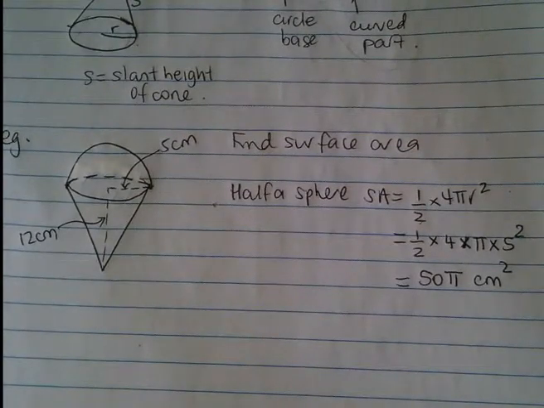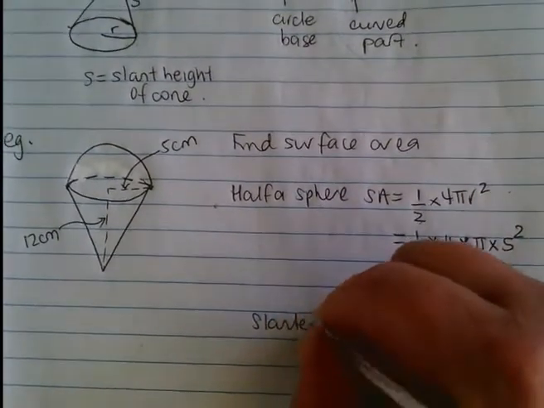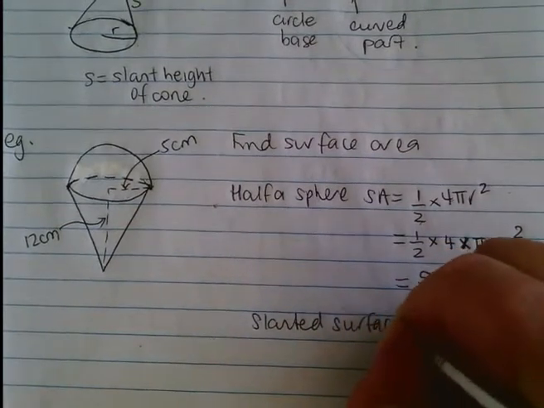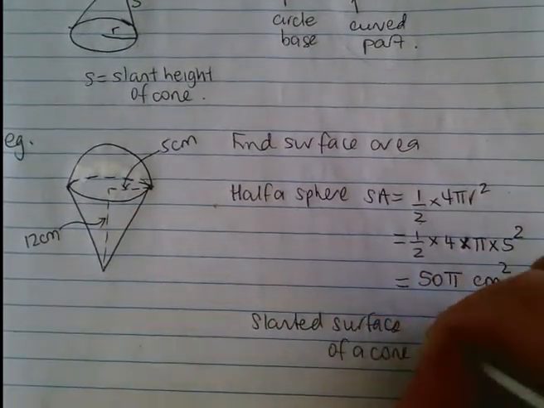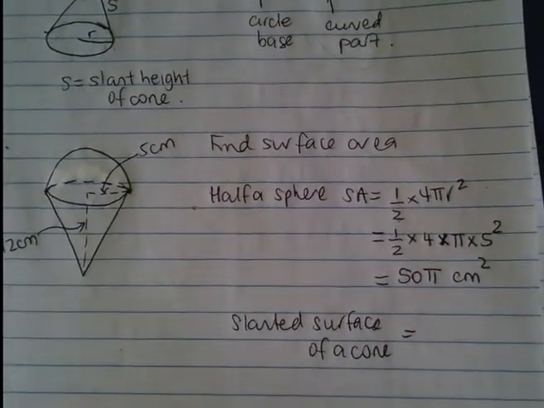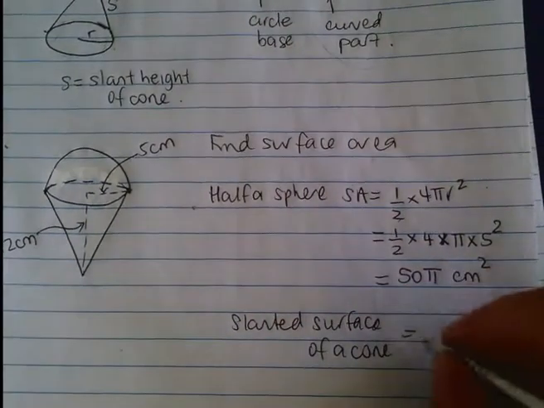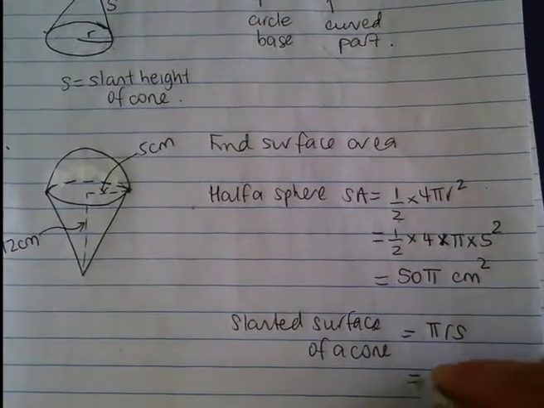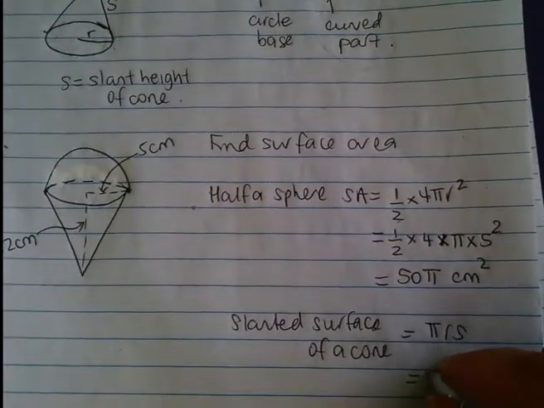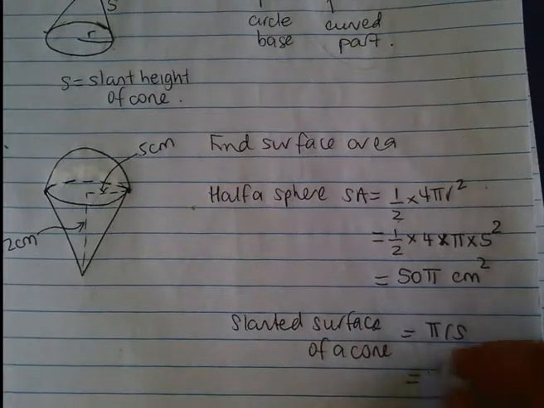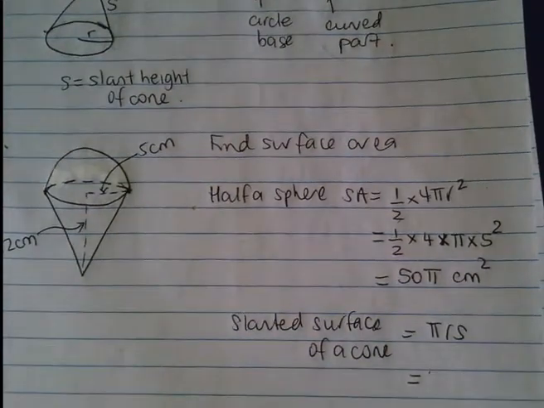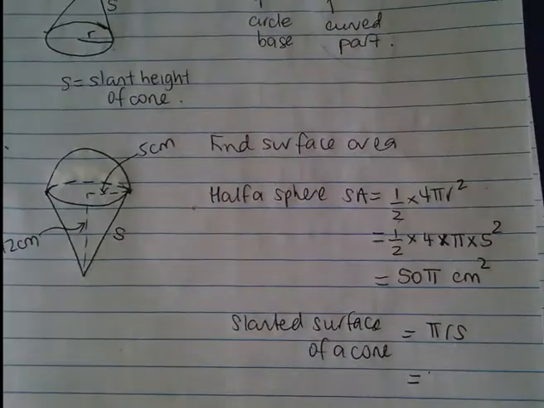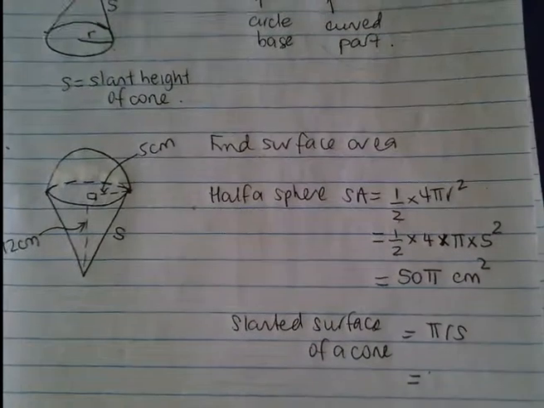Be careful, girls. The cone, I only want the slanted part of the cone. So the slanted surface of a cone is not the pi r squared bit. It's just the pi r s bit. Do you get that? Very good. So girls, it's pi r s and that's s. Very good. Thank you.